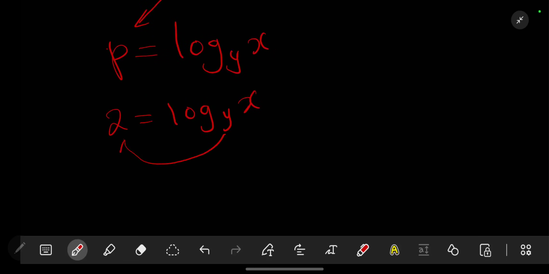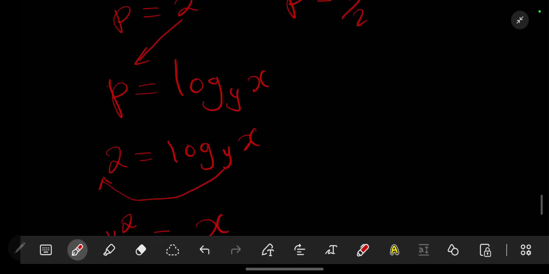Remember, this will go to the other side, it will become the denominator. So we have y, or should I say the base. So we have y to the power of 2 should be equal to x. So whatever is here, it just comes down there. You can just think of it, it comes down there, should be equal to that.